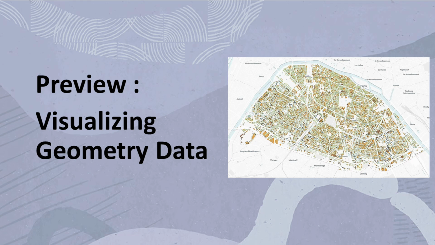Hello, today I'm going to talk to you about the capability of Oracle Analytics to visualize geometry data types directly on the map. This is a very powerful feature that enables you to visualize any shape, polygon, lines, or points directly on a map without the need for any pre-loaded map layers.